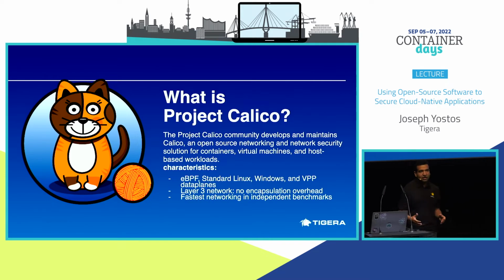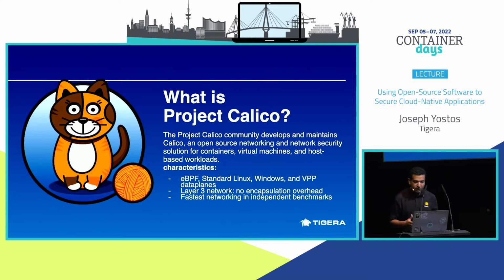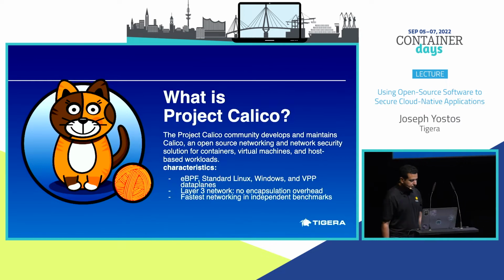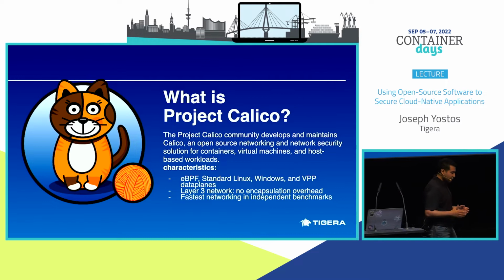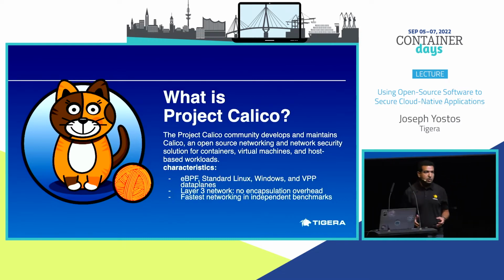Project Calico is an open source networking and security solution for containers, virtual machines, and host-based workloads. It has been built to be a pluggable solution where it can run on any data plane. At the moment, we support eBPF, we support Windows data planes in addition to the standard iptables and ipsets. And recently we introduced VPP, and it's in tech preview at the moment.